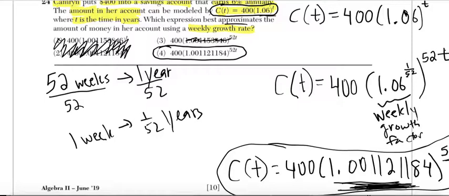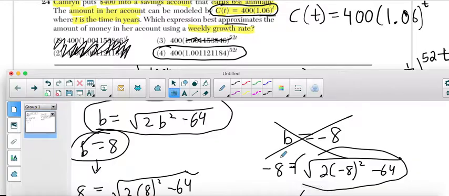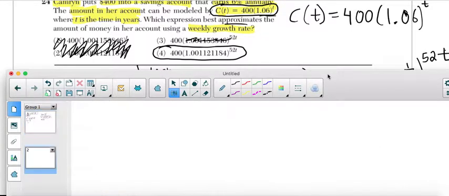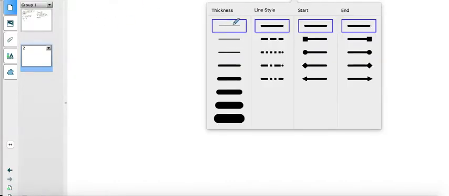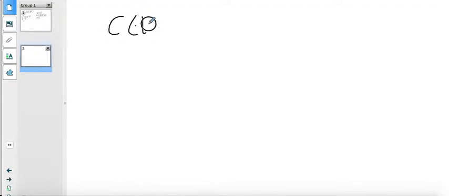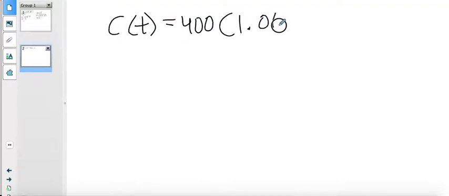Now I'm going to show you guys how to do this quickly, all right? So I'm going to go to the smartboard, and let's get this really quickly. I'm going to show you guys what this would look like. So we start off with C of t is equal to 400 times 1.06 to the t, where t equals the number of years, right?